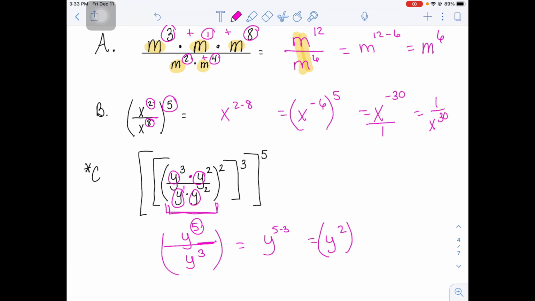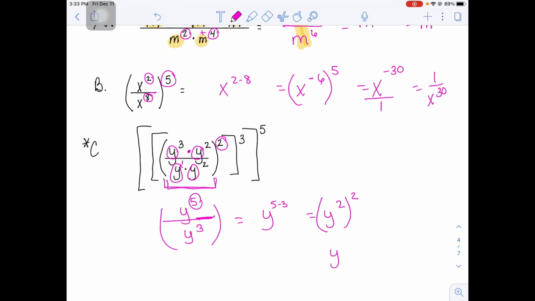So I'm going to put my parentheses back around, and then we had it to the 2nd power right here. So 2 times 2 is 4. And then we had all of that to the 3rd power. Well, 4 times 3 is 12. And then we had all of that to the 5th power. And 12 times 5 is 60. So our final answer for this is y to the 60th power.